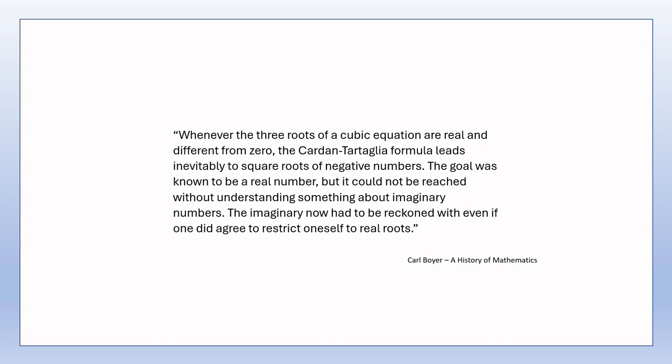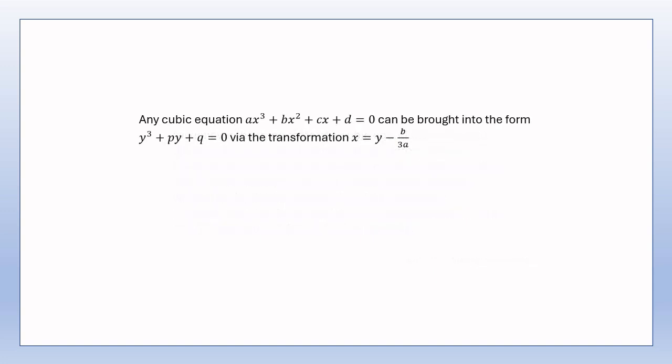Just as there is a discriminant of a quadratic equation, and the discriminant of the quadratic equation ax squared plus bx plus c equals 0 is of course b squared minus 4ac, there's also a discriminant for cubic equations. However, since any cubic equation ax cubed plus bx squared plus cx plus d equals 0 can be brought into the form y cubed plus py plus q equals 0 via the transformation x equals y minus b over 3a, then we only need to consider the discriminant of cubic equations of this latter form.